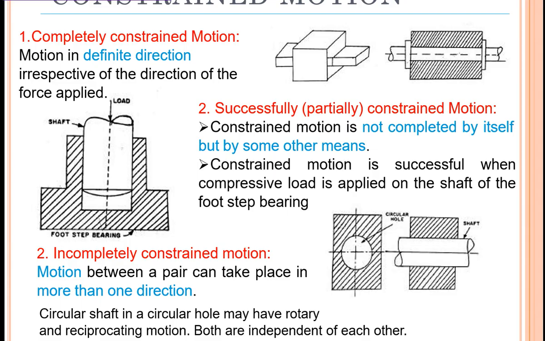If it is incompletely constrained motion, it means the motion between a pair can take place in more than one direction. So a circular shaft in a circular hole may have rotary and reciprocating motion, and both are independent of each other. Means if you want a rotary motion, it is possible. If you want a reciprocatory motion, it is possible. Like that, you'll be able to carry out the constrained motion.